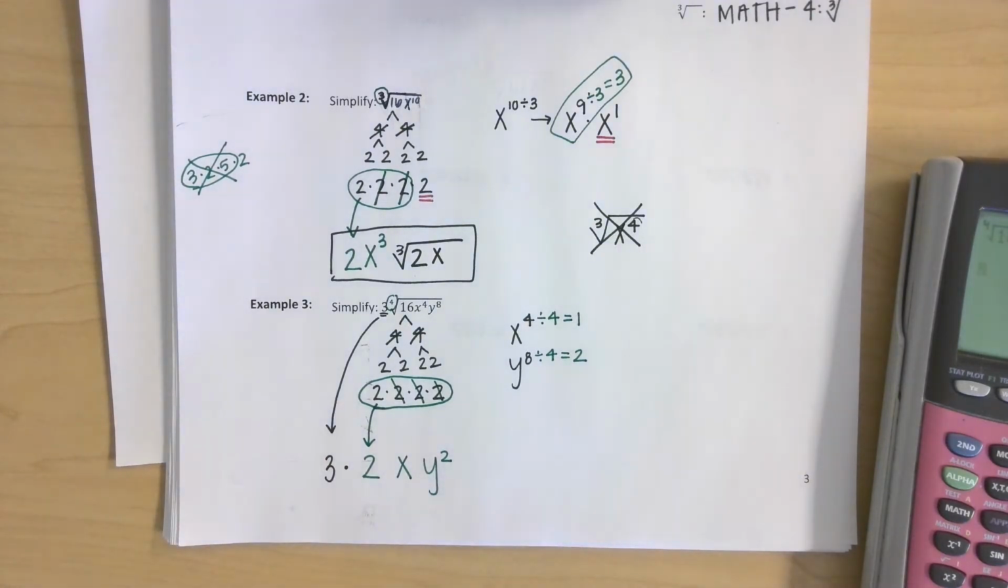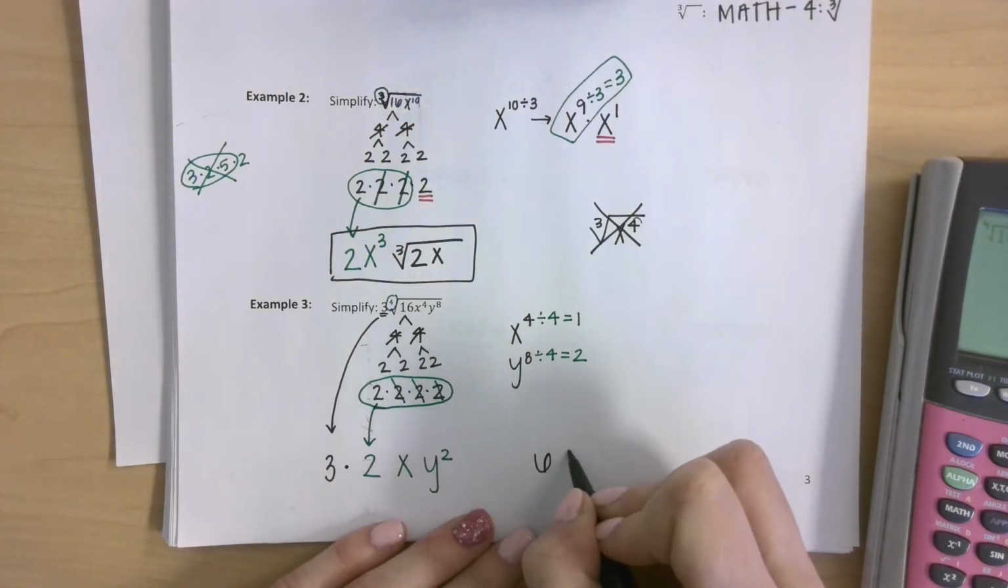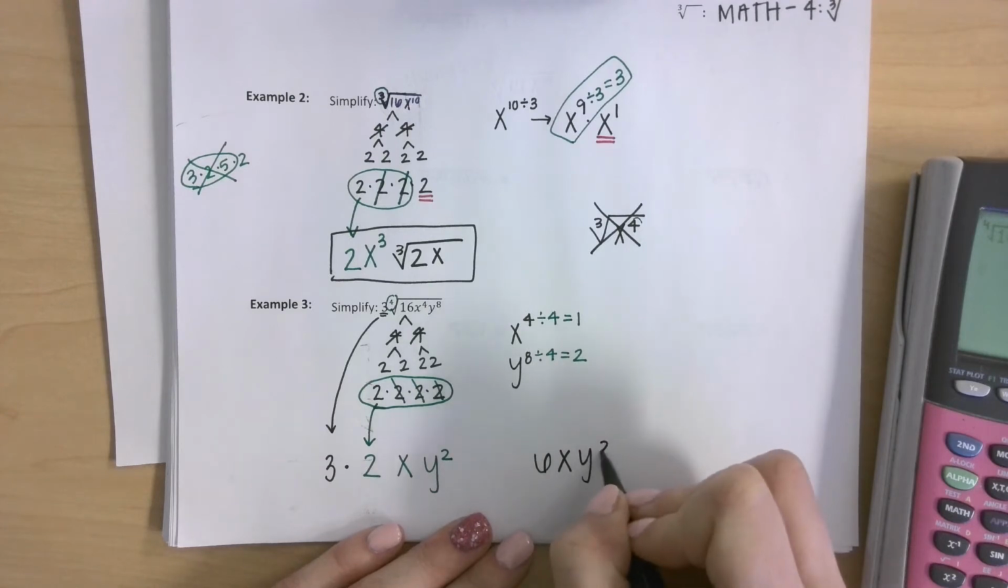Everything escaped from jail. The last thing that I'm going to do here is simplify by actually multiplying these two numbers. So 3 times 2 gives me 6. Then I have my x and y squared.